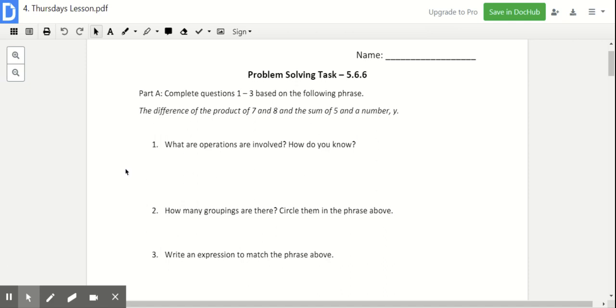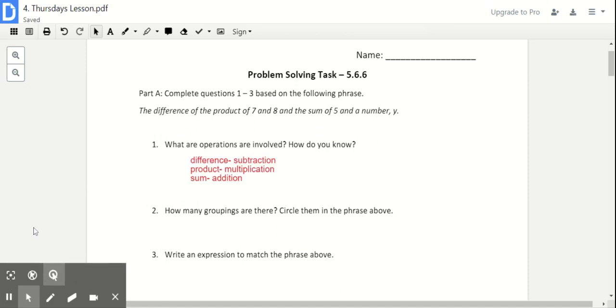Right, so for one, we have difference. What does difference mean? Subtraction, exactly. And then what else do we have? We have product. What does product mean? Multiplication. And then lastly, we have sum, what does that mean? Addition. All right, so this is telling us that when we write our expression from the phrase, we need to include these three symbols, but we have to include them in a specific way.